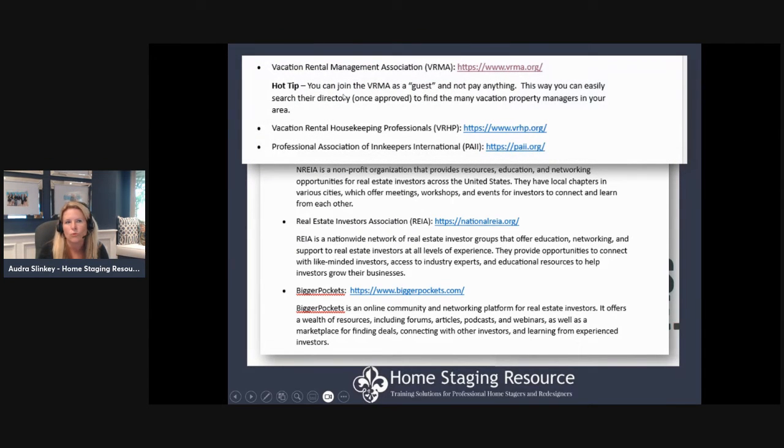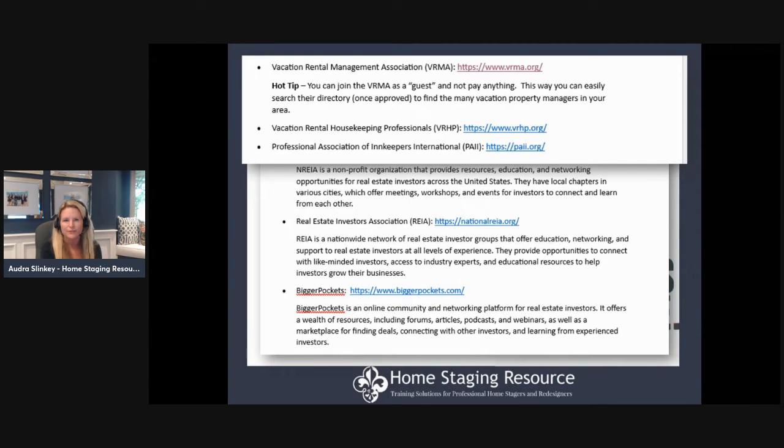And here's one that's filled with vacation rental managers. So the vrma.org, you can join as a guest, not pay anything when you go to that website, and easily search their directory. You could also Yelp and Google Airbnb vacation rental managers near me, and you'll find all of them. And what you need to do is speak to what their struggle is.